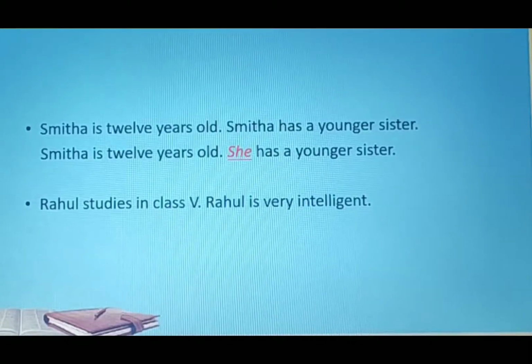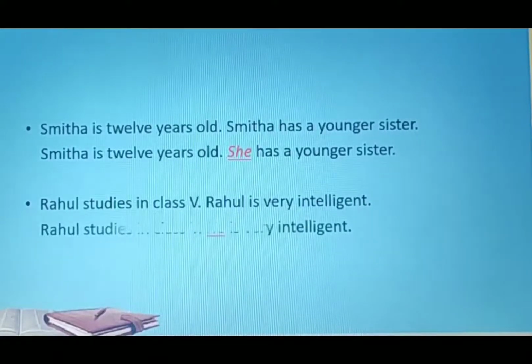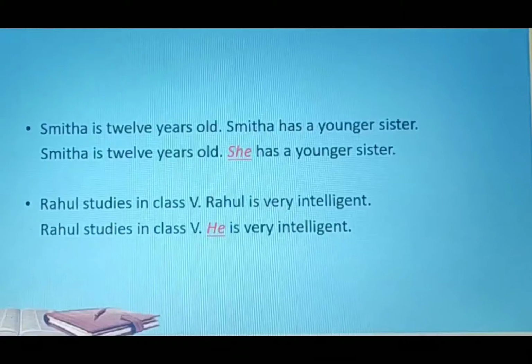Let's look at another example. Rahul studies in class 5. Rahul is very intelligent. Can you rewrite this sentence using a pronoun? Rahul studies in class 5. He is very intelligent. So instead of using the noun Rahul, we use the pronoun he in the second sentence. Rahul is a boy, so we use he instead of Rahul. We use a pronoun in the place of a noun. It avoids repetition of a noun again and again. I hope this is clear.